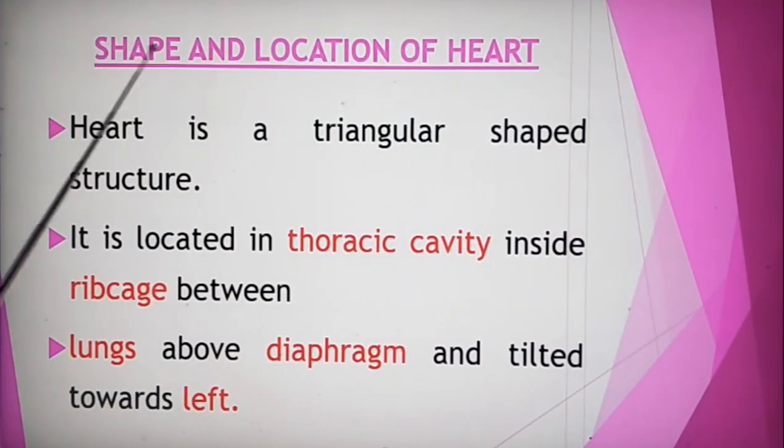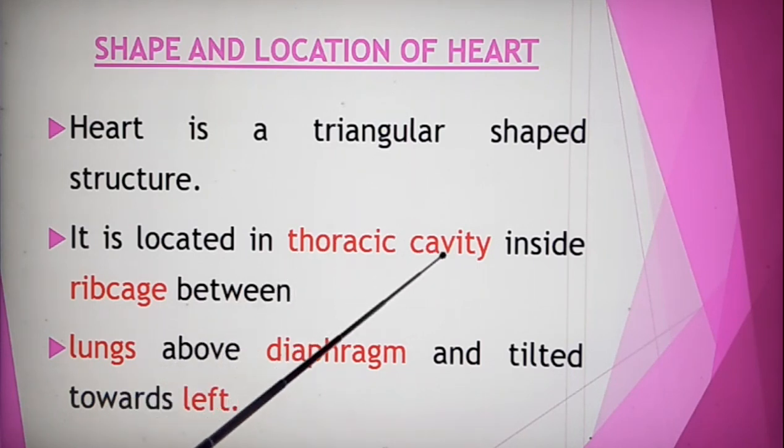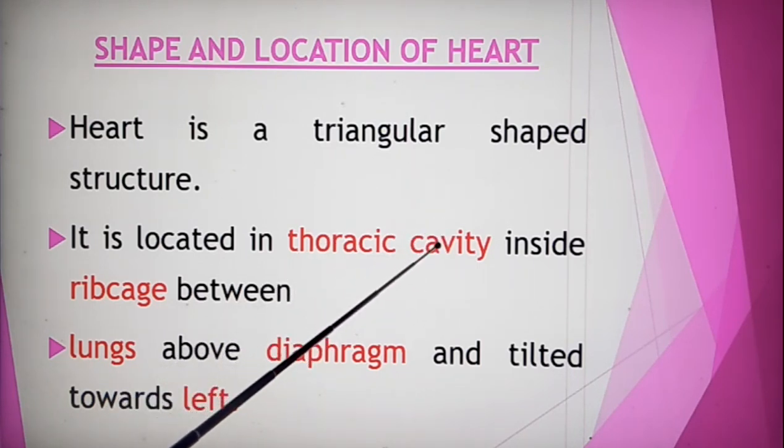Now we can see the shape and location of the heart. Heart is a triangular shaped structure. It is located in the thoracic cavity inside the rib cage, between the lungs, above the diaphragm and tilted towards the left. This is the shape and location of our heart. You will see the triangular shape in the next slide. Do you know where the thoracic cavity is?